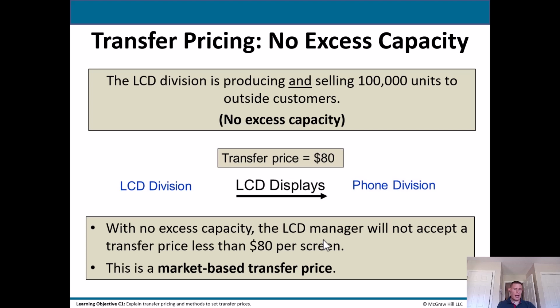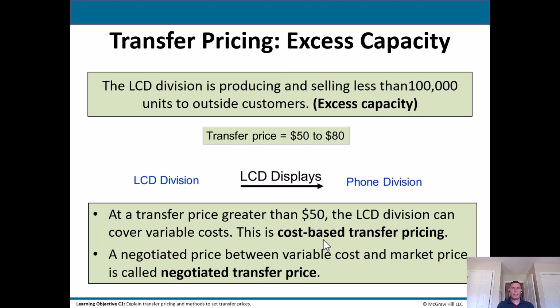So this is what we call a market-based transfer price, because the LCD manager is basically saying, okay, well, there's no reason for me to accept less than what I can get in the market. Now, that's going to change if they have, as we'll see now, excess capacity.